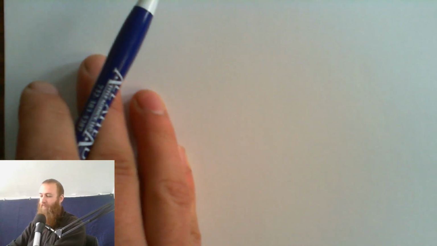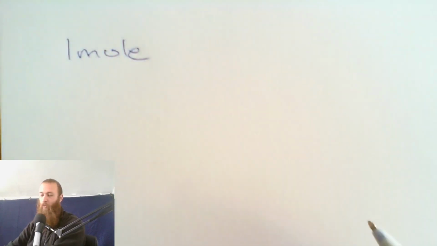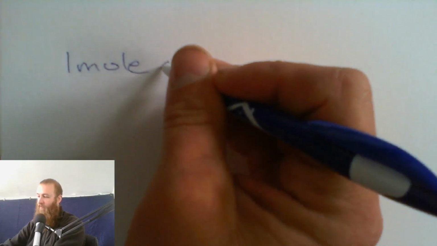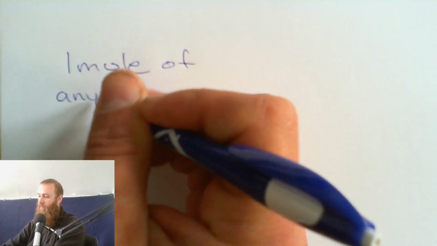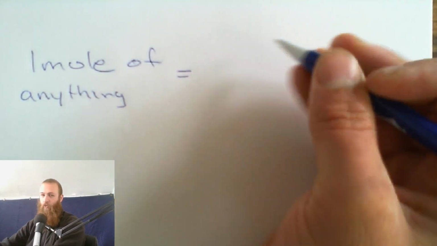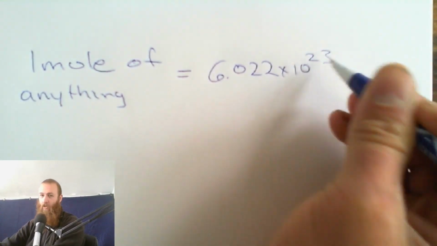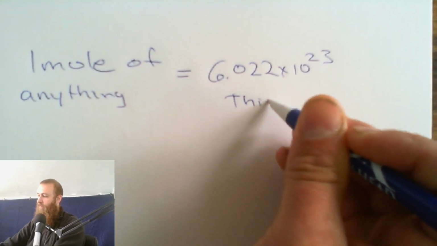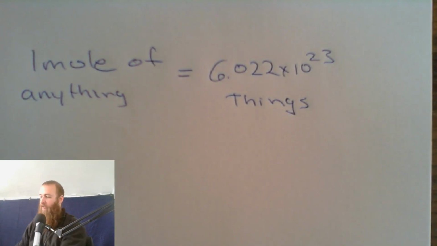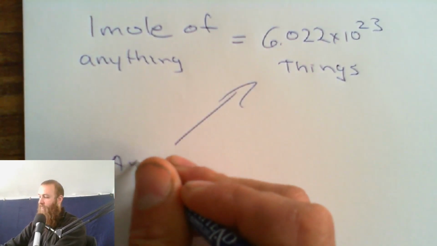So for instance, 1 mole, no matter what you're dealing with, it could be any of these things. 1 mole of anything, all right, is always equal to 6.022 times 10 to the 23rd things. Okay, now it's a goofy number. This number here was created by a guy named Avogadro.